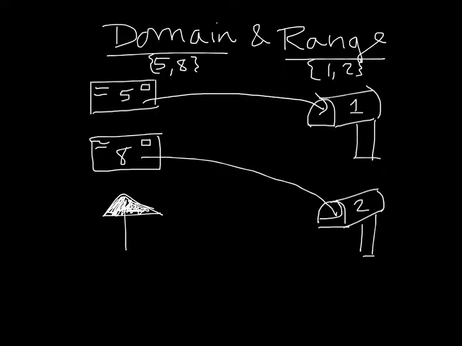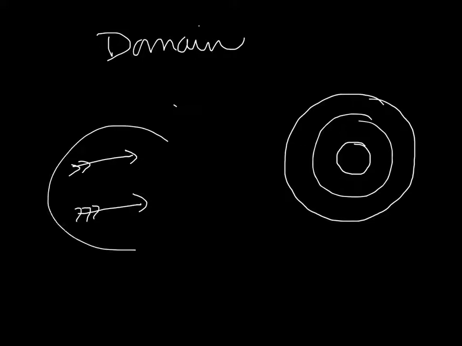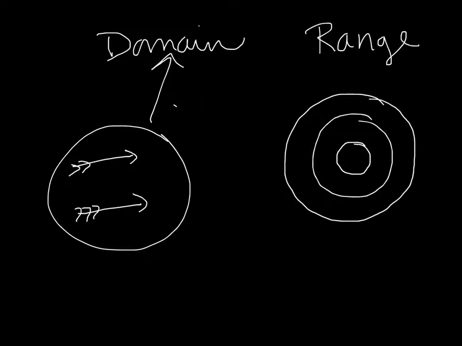Let's look at another scenario. In this other scenario, we have a target. So our domain would be the arrows. That's what we start with. We start with the arrows, so that would be our domain. And our range, if you think about going to a shooting range, our range is what you're trying to get to. It's your target. So whatever values are in your range would be your target.